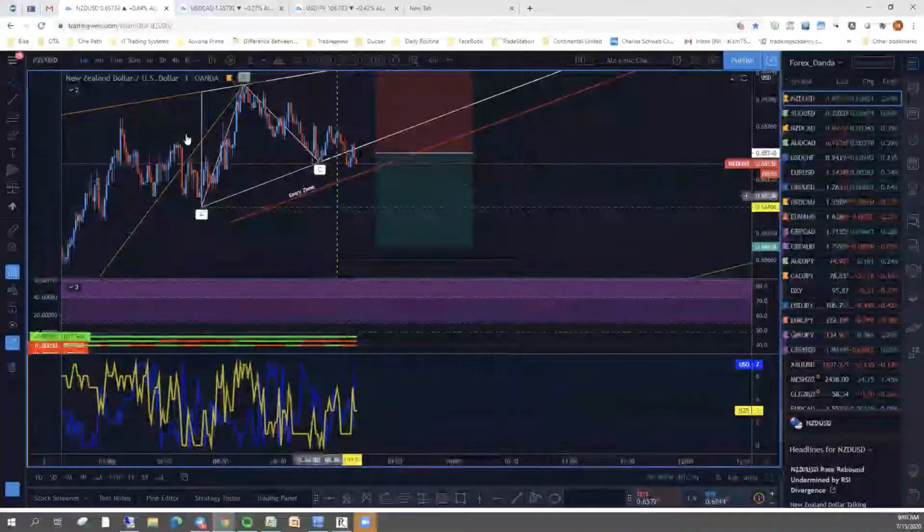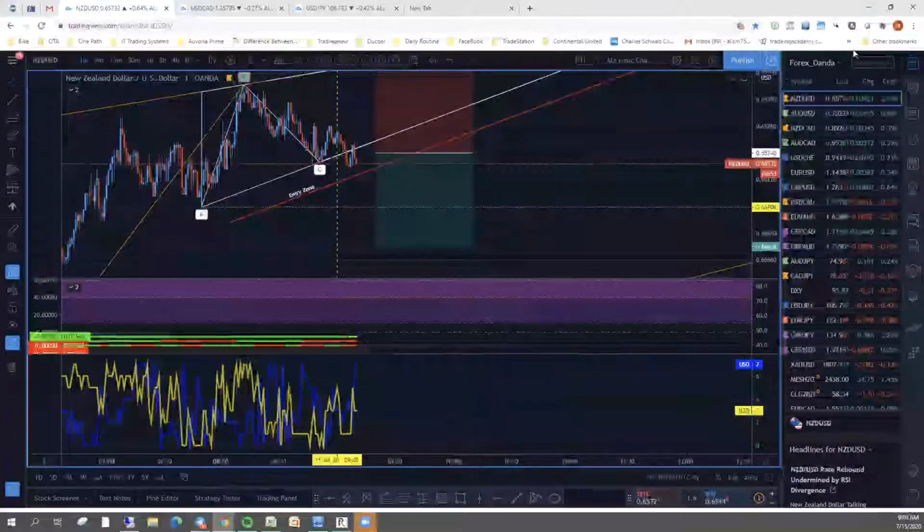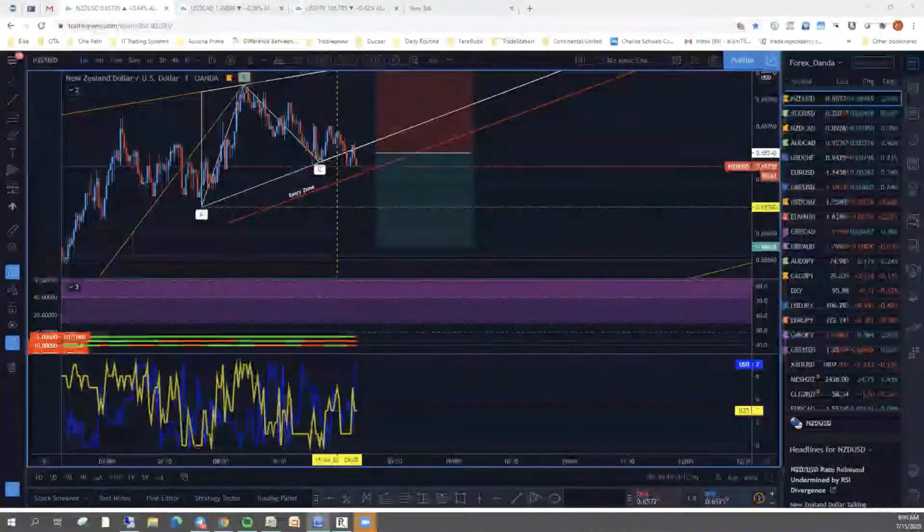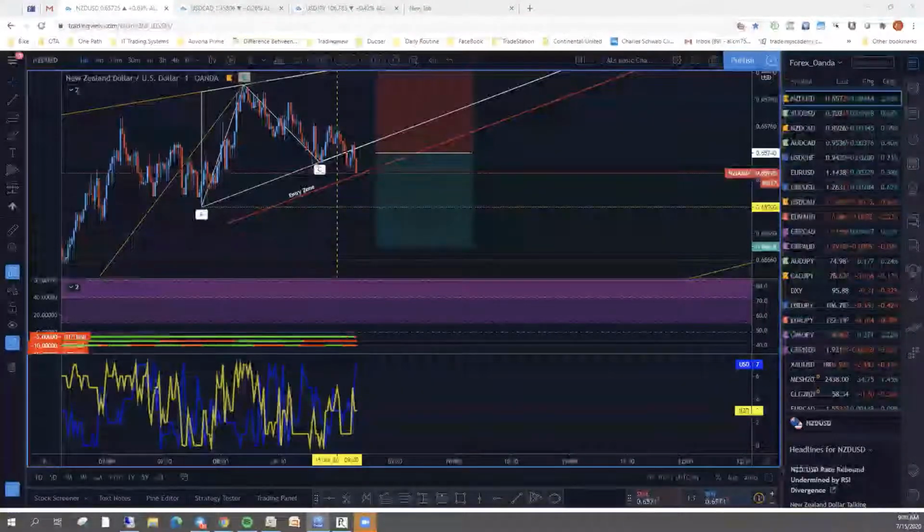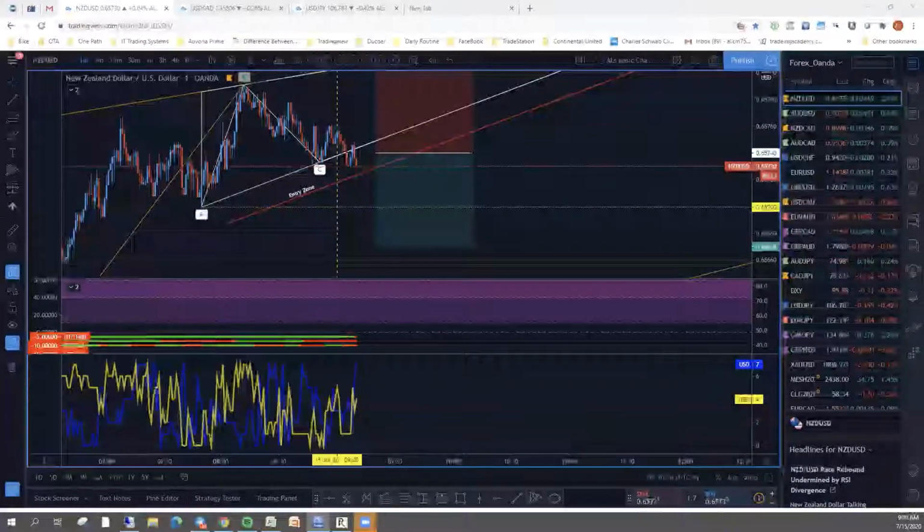If you want to take a shot at this, you could take a shot at New Zealand. I might take a small position on this one, very small. Yeah, I'm not taking a big position. Mine's tiny. It's not to say this won't work out. That's if I get a red candle close.